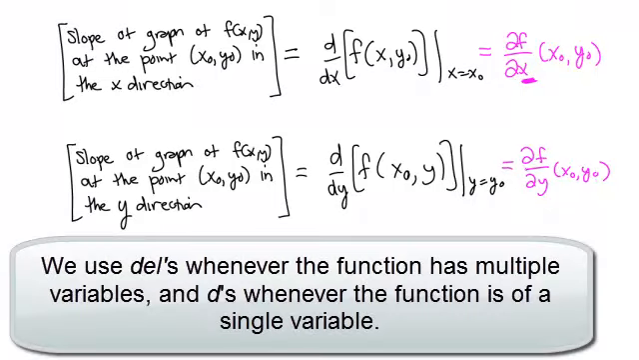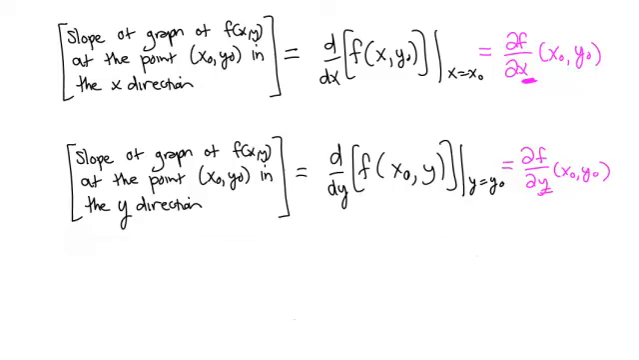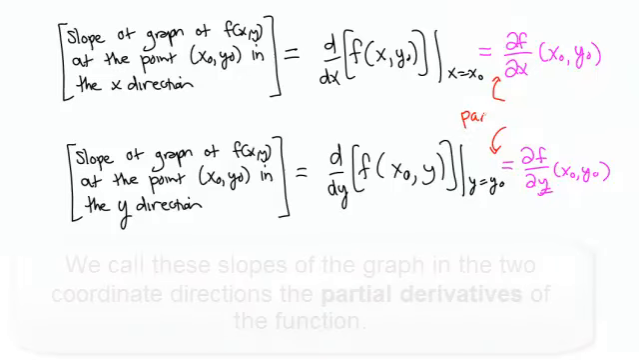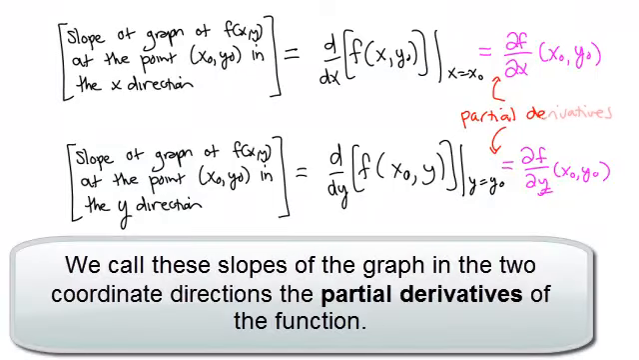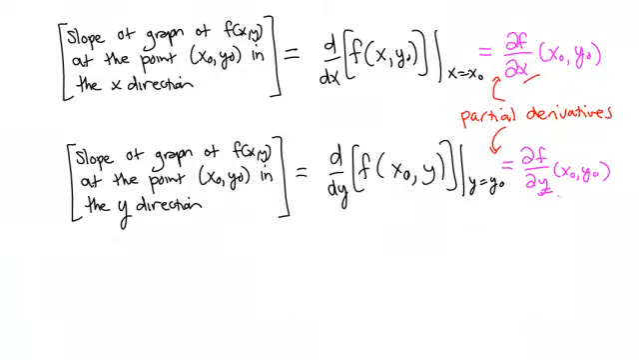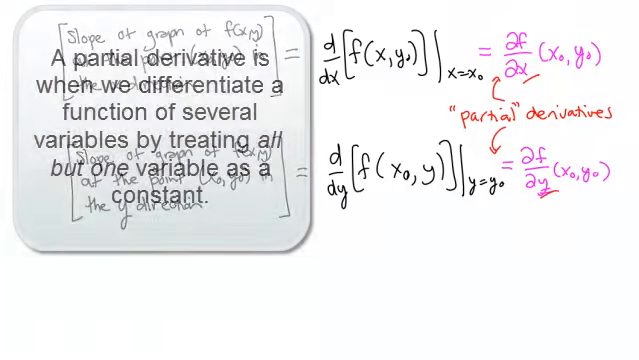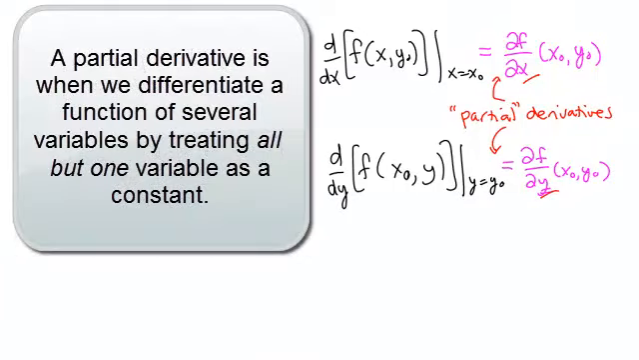Again, the dels, the curvy d's, let me know that I have more than one variable in this problem, and the y lets me know that y was the one we were treating as a variable, x we were treating as a constant. These objects right here are going to be called partial derivatives. This is the partial derivative in x, this is the partial derivative in y. Now, what the word partial means, we're going to have to get to that in a bit. But the basic idea is that a partial derivative is what you get by differentiating a function of two variables when you're treating the other variable as a constant.